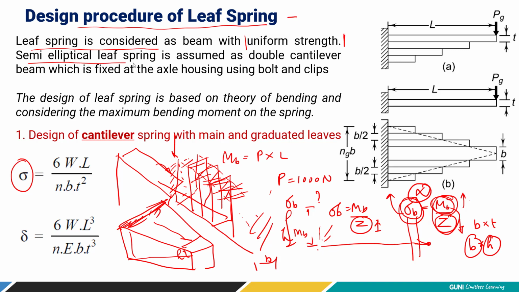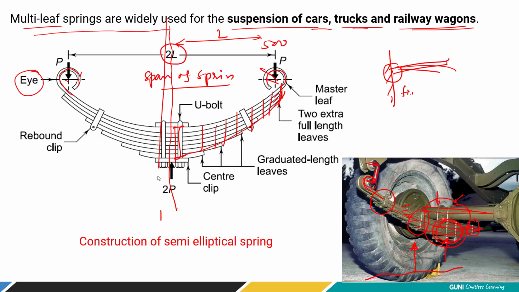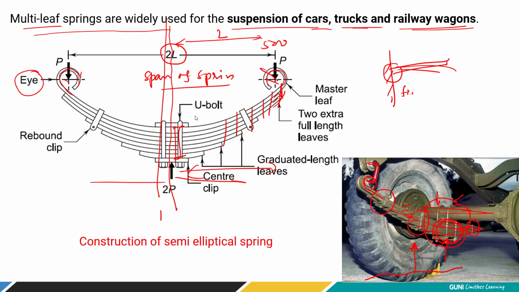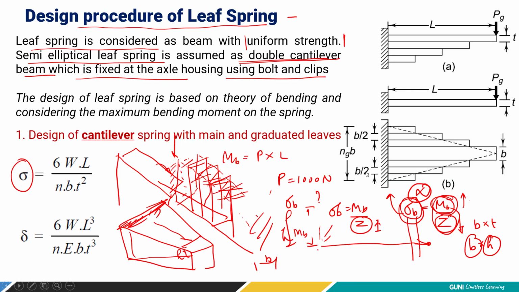So semi-elliptical leaf spring is assumed as a double cantilever beam. As discussed earlier, if we divide from the center, it's simply a mirror image of one cantilever beam. So there are two cantilever beams. So it's a double cantilever beam. Okay. So it is assumed to be a double cantilever beam which is fixed at the axle housing using the bolt and clip that we saw in the earlier figure. This is the bolt. Okay. So this is the clip and bolt. With that we are going to fix the leaf spring with the chassis or axle.